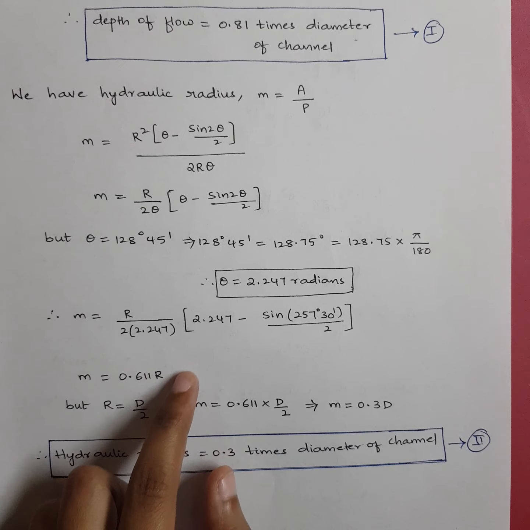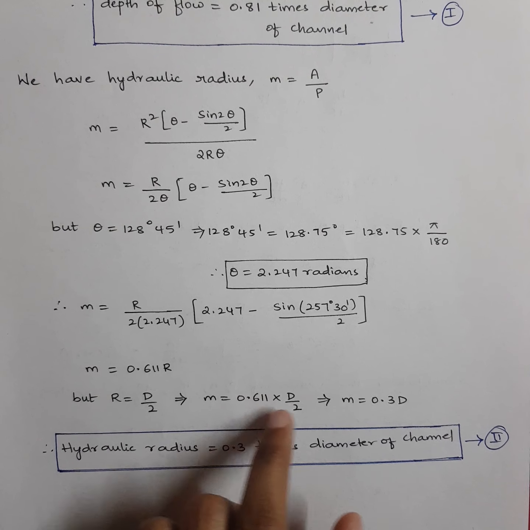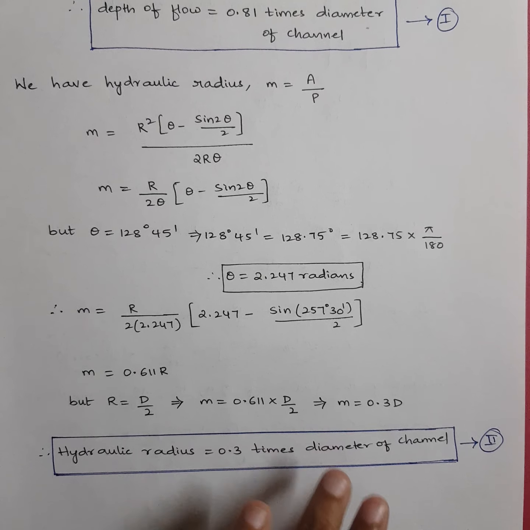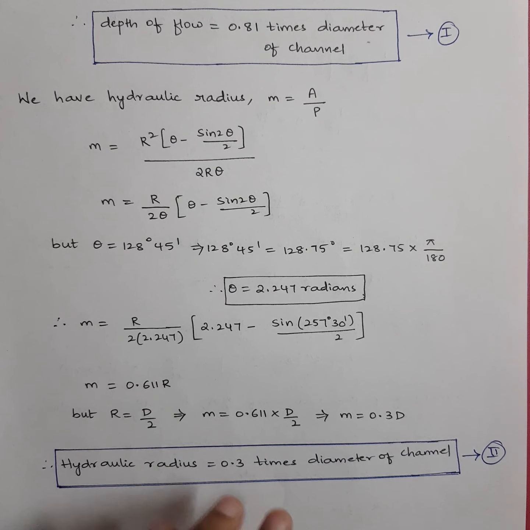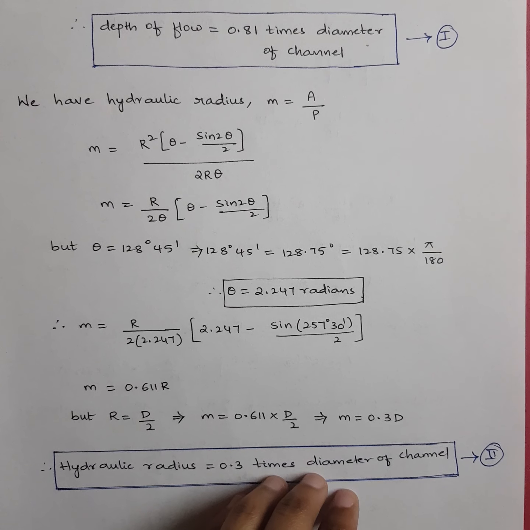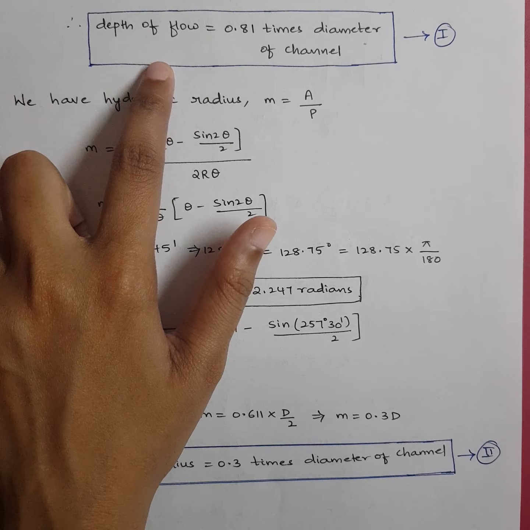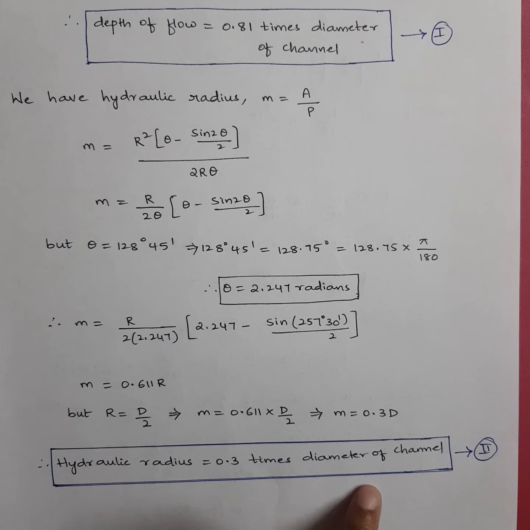But again you have to substitute in terms of D. So r is D by 2. Substitute. M will be 0.611 into D by 2, which is 0.3 times D. This is the second most important condition for a circular channel, that also in the maximum velocity condition. Hydraulic radius m should be equal to 0.3 times the diameter. What was our first condition? Depth of flow small d equal to 0.81 capital D. The second condition is m is equal to 0.3 capital D.